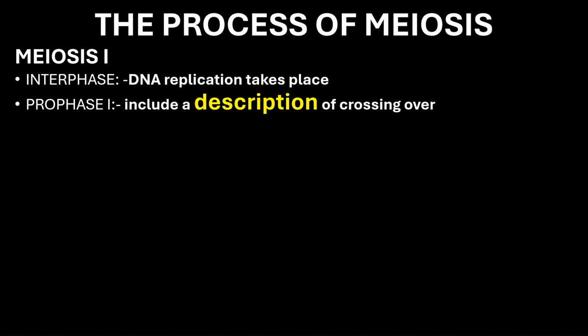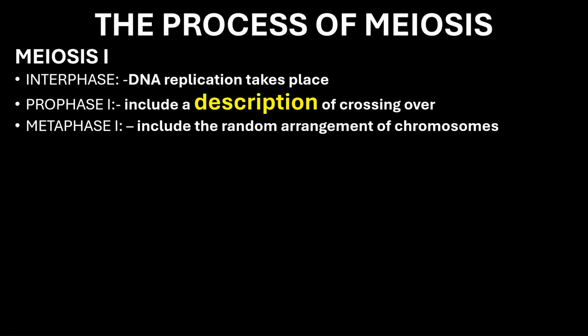Now, the process of meiosis consists of two cell divisions. The first one is called meiosis 1. It starts with interphase. During interphase, DNA replication takes place. And then the next phase is prophase 1. You must always give it a number. It is either Prophase 1 or 2. So since you are dealing with meiosis 1, this is going to be Prophase 1. Now, this phase includes the description of crossing over, which is very important.